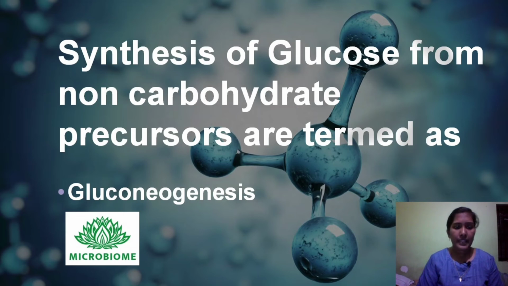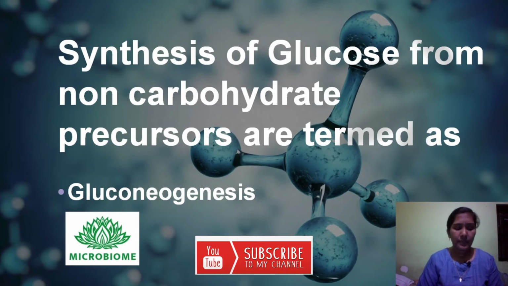And next comes gluconeogenesis. It occurs in the liver and kidneys. For example, the synthesis of blood glucose from lactate in the liver. Gluconeogenesis occurs after 8 hours of fasting. It is important for maintaining blood glucose level during starvation. It synthesizes glucose from non-carbohydrate precursors.